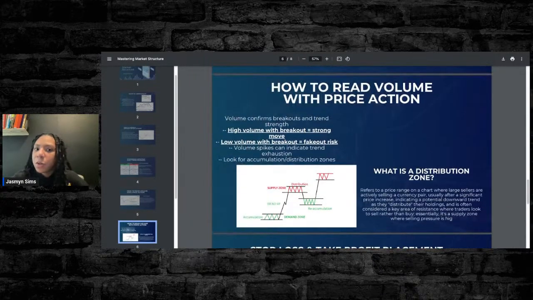Again, how do we read volume with price action? So volume confirms breakout and trend strength. So the higher the volume with an identified breakout, the stronger the move. When there's low volume with a breakout, it indicates it could be a potential fake out. So basically, price just goes back to that area without it being retested again.